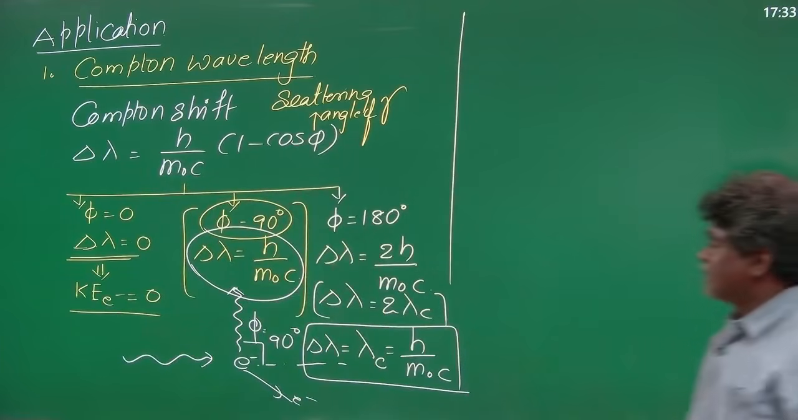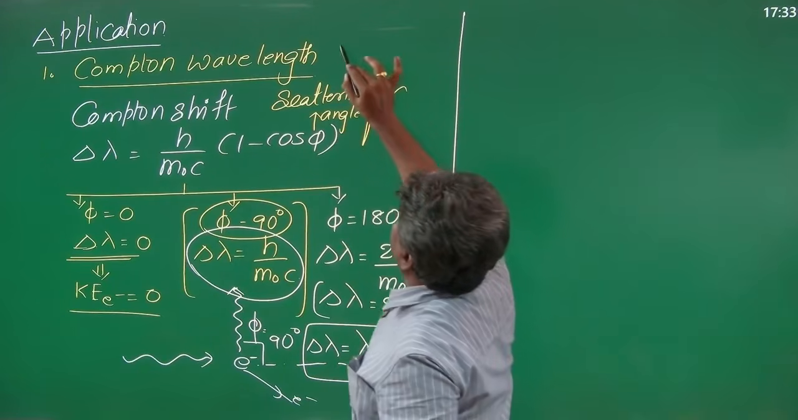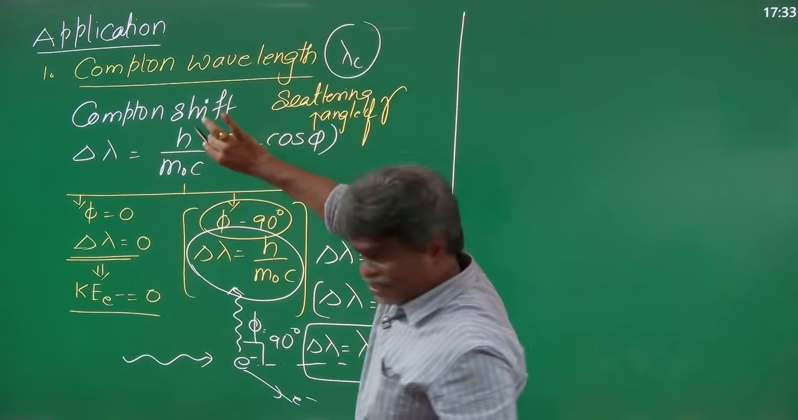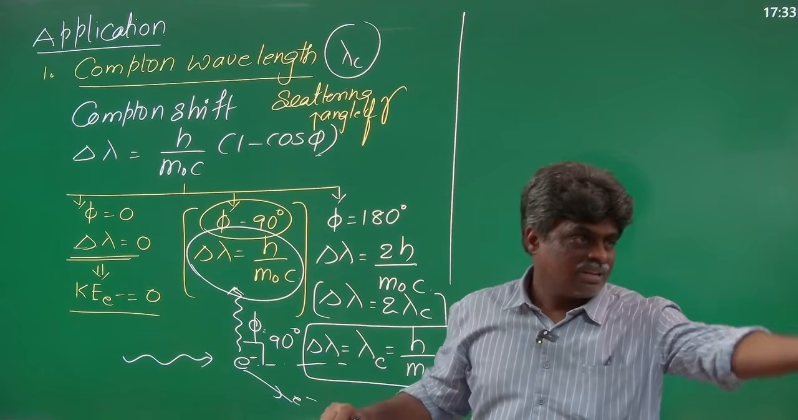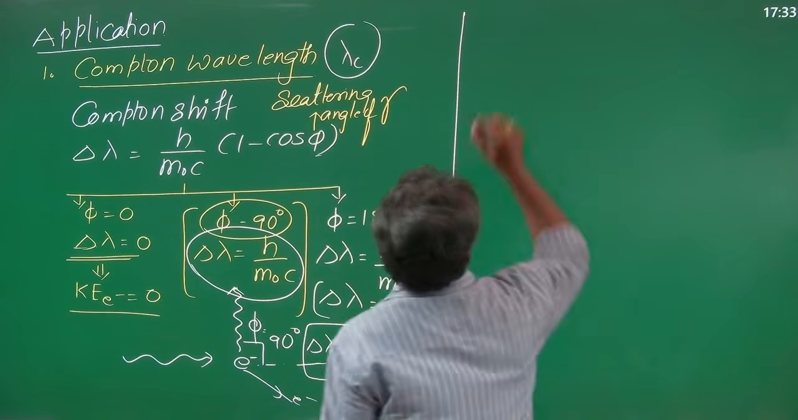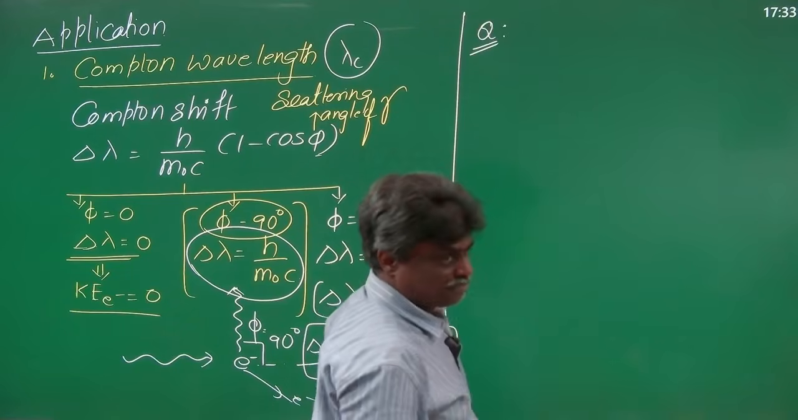That's it. So this is about the Compton wavelength. The Compton wavelength is nothing but the Compton shift for the angle of scattering phi equal to 90. Clear? Now in the GATE exam, they ask one question.